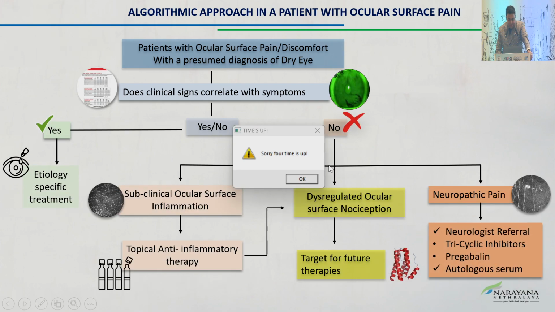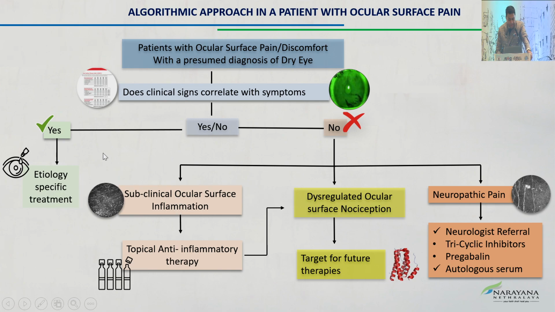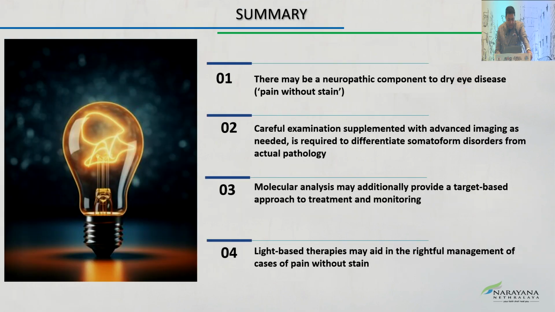And this is just a flow chart which talks about anti-inflammatory therapies of cyclosporin and dysregulated. There are so many areas where there is a need for future therapies, where you need to look for targeted therapies. And when you know that it's a neuropathic pain without any ocular surface issue, there is a role of autologous serum, tricyclic antidepressants. So the pain without stain is quite common in refractive surgery. The commonest one is binocular issues, not the corneal issues. And the role of molecular assay and future therapeutics will probably help in managing this much better.